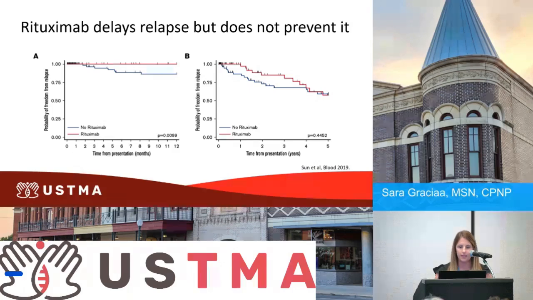So looking at the left here, patients who received rituximab appear to be protected from relapse at 1 year. But on the right, the probability of remaining relapse-free did not differ between the two groups at the 5-year follow-up. So we know that rituximab can have a protective effect, but again, it appears that this effect is short-lived.